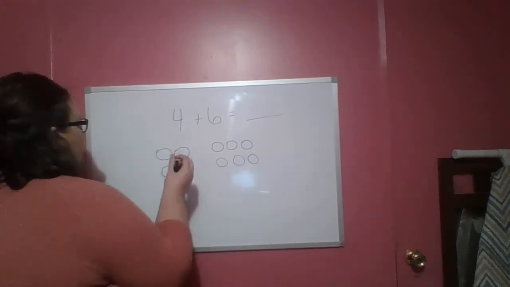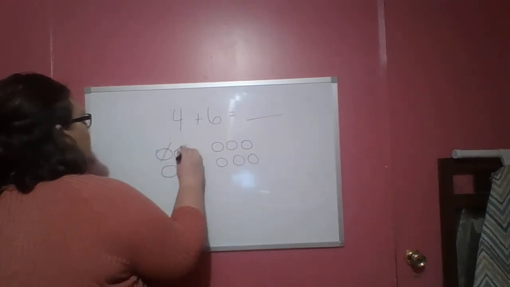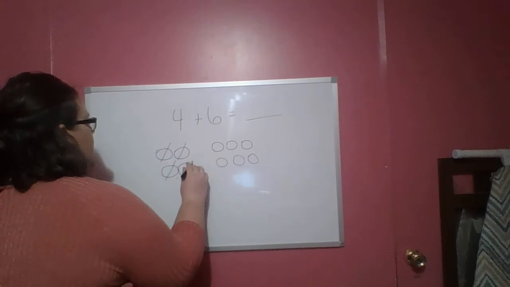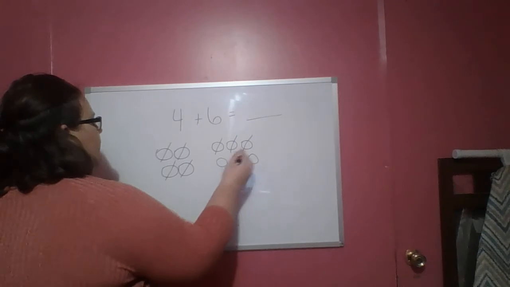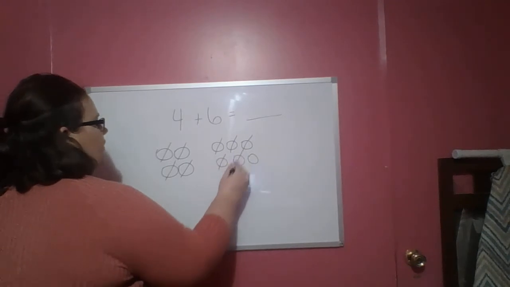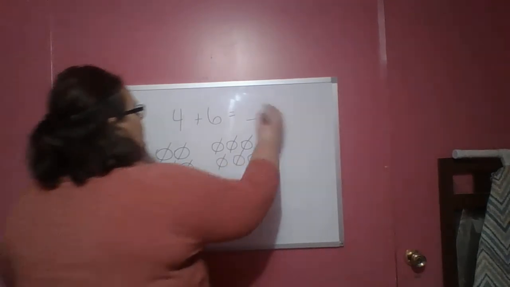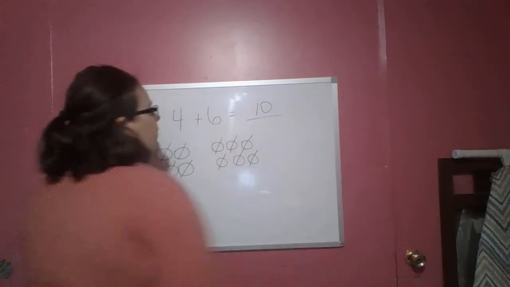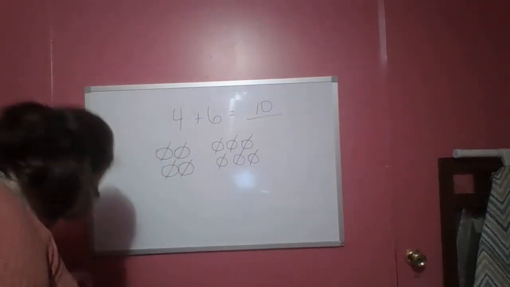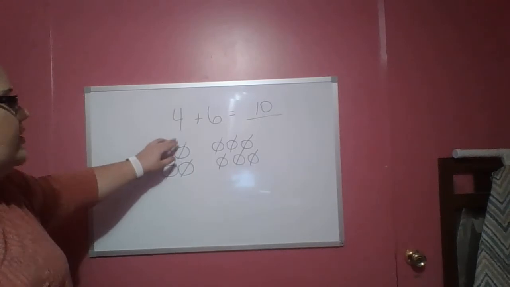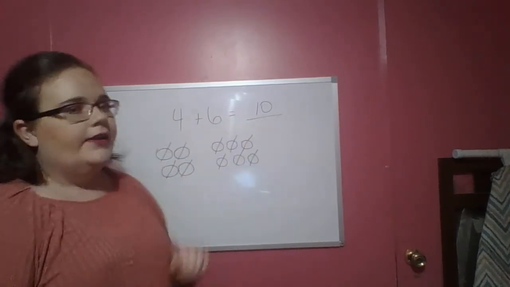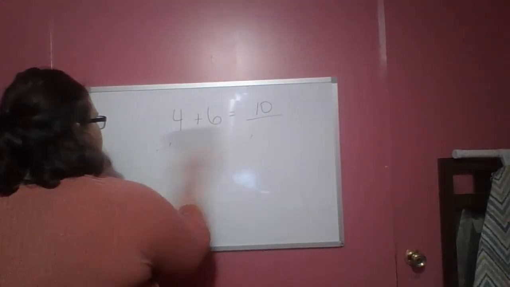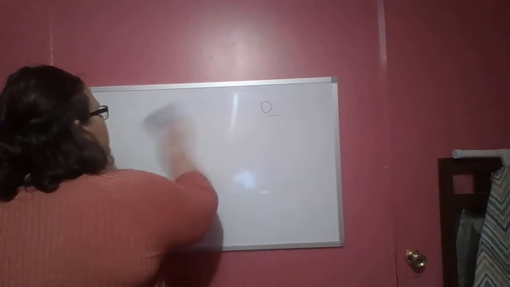So careful, count with me. We have 1, 2, 3, 4, 5, 6, 7, 8, 9, 10. So our answer is 10. So read the equation with me. We have 4 plus 6 equals 10. Okay. Give me just a second to erase my board. All right.